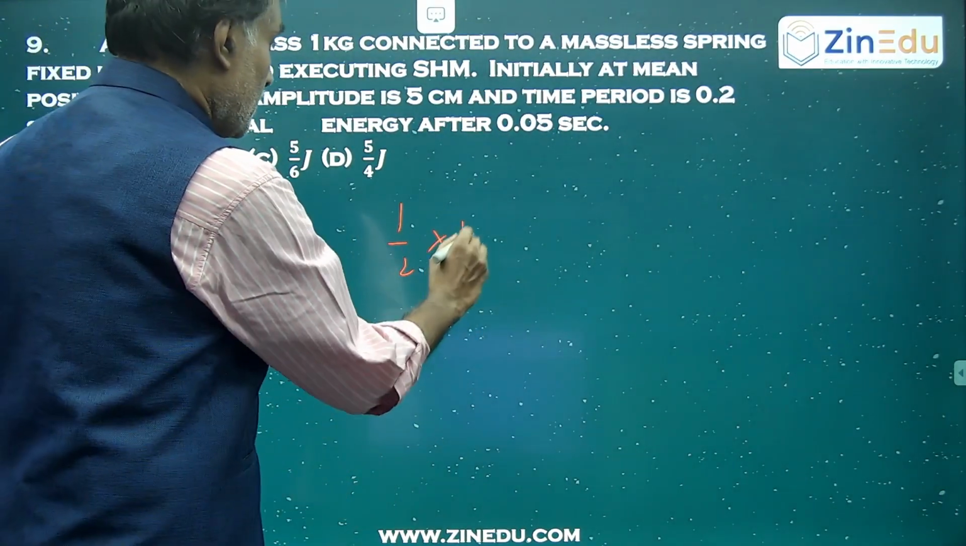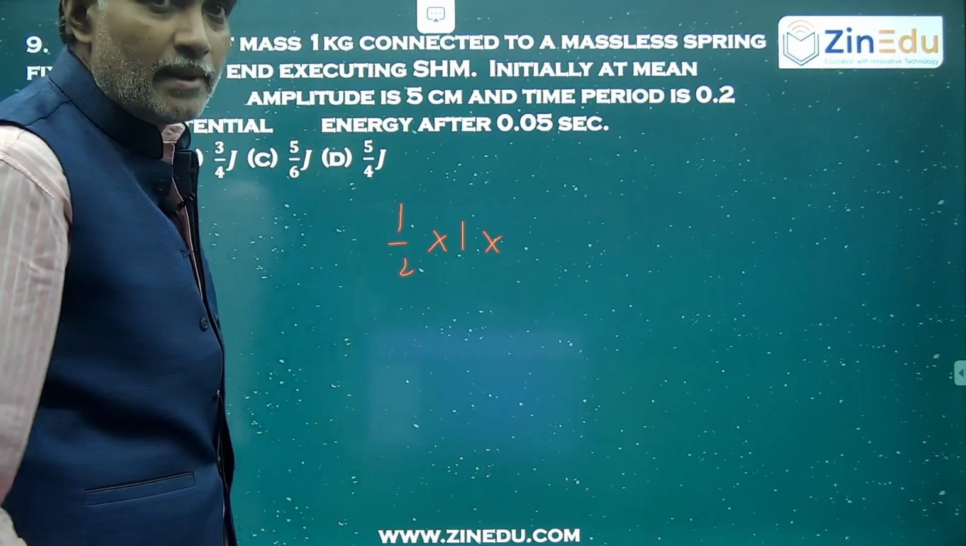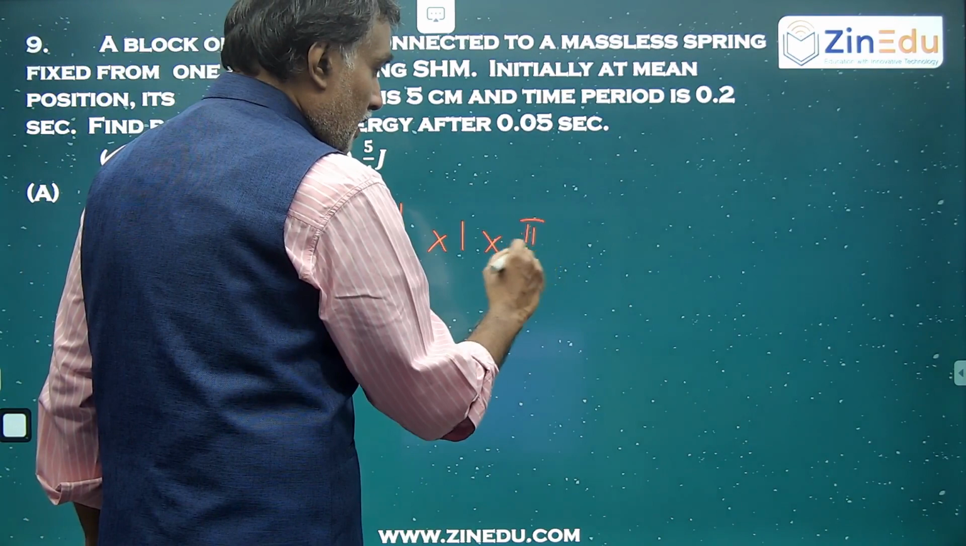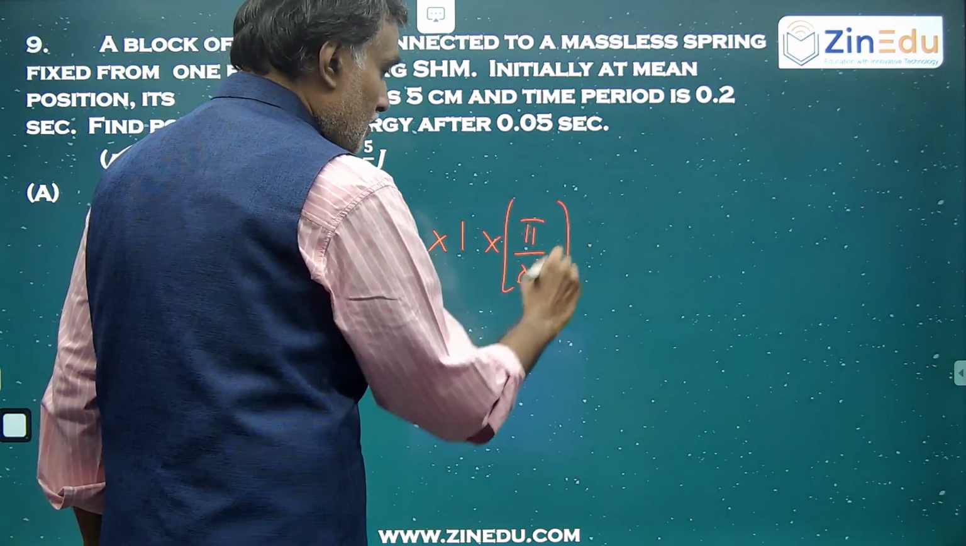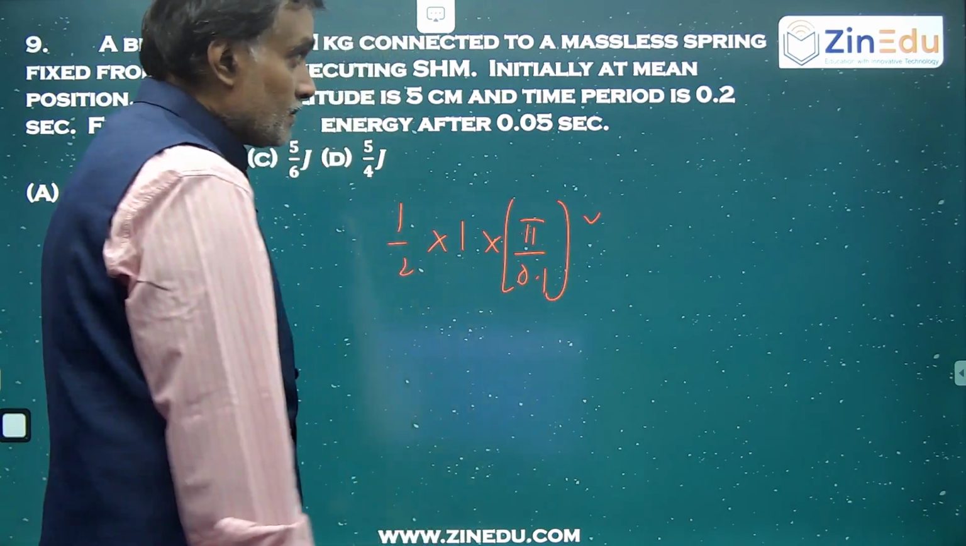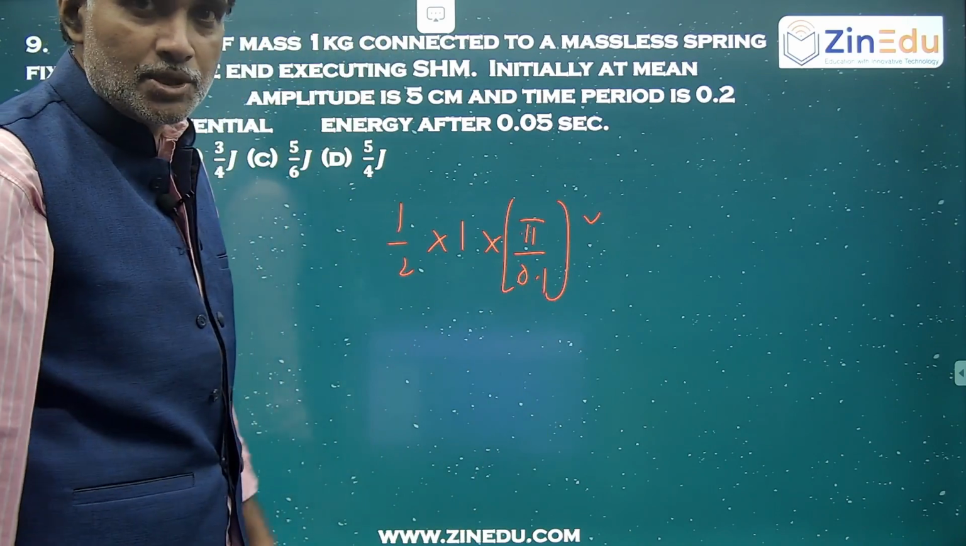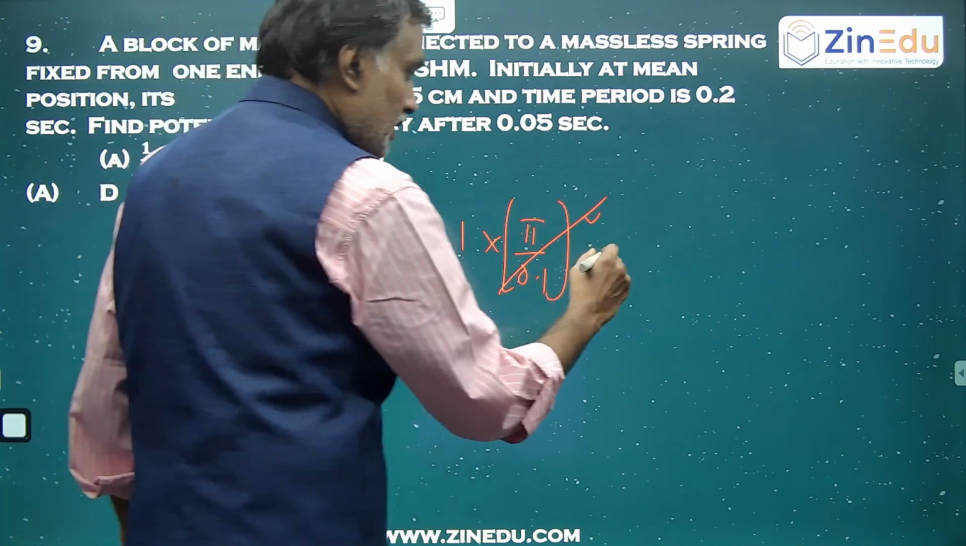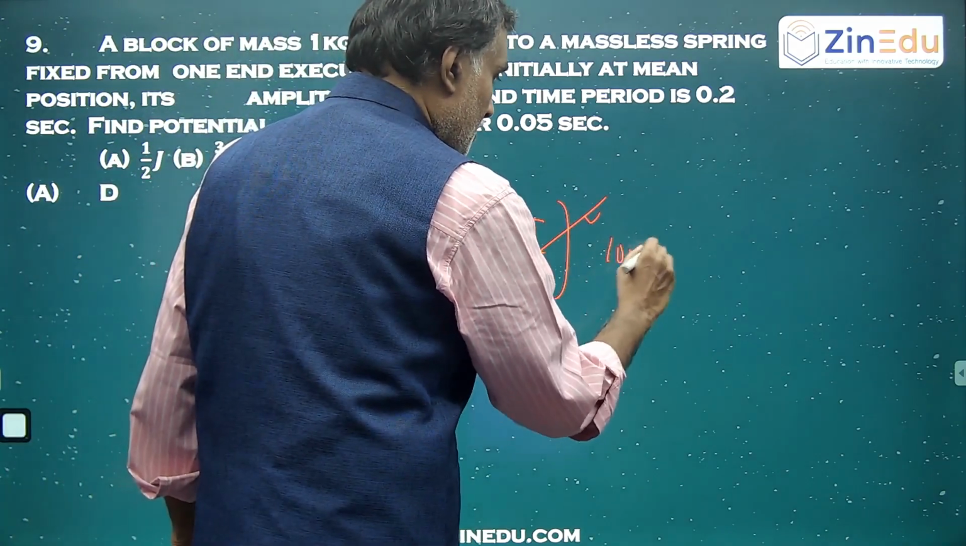Mass 1 kg. Omega square. What is omega? 2 pi by T. That is 2 pi by 0.2, pi by 0.1. That is 10 pi I will get. Okay. 10 pi whole square means 100 pi square.